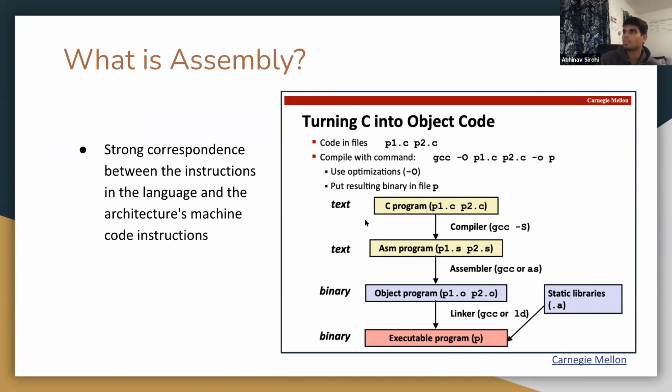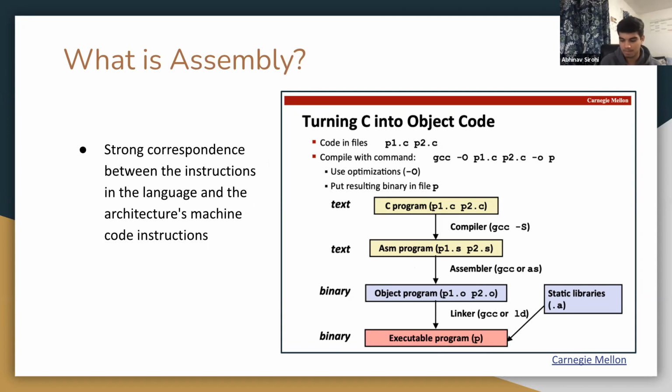What we'll be talking about at this point in the course is the assembly stage, and basically assembly syntax, how it works and what it is. This bullet represents the essence of what assembly is: a strong correspondence between the instructions in the language and the architecture's machine code instructions.